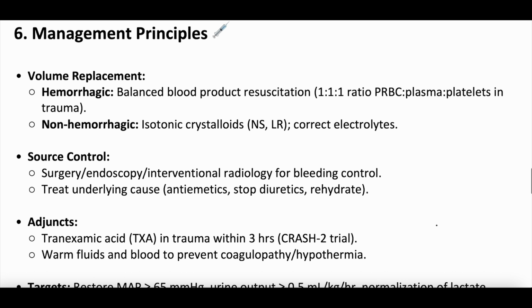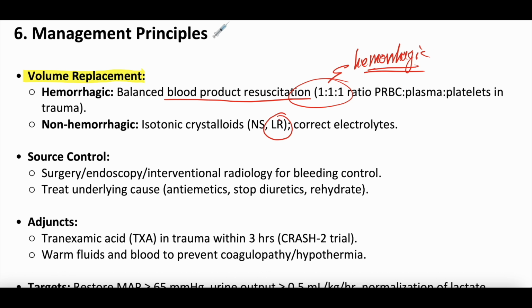Management principles. So volume replacement is a big one. We already kind of tickled the surface of this. So the volume that you should replace in hemorrhagic shock is blood products. We often talk about a 1:1:1 ratio, which we will talk more about in the hemorrhagic shock episode that'll be coming out. Okay, non-hemorrhagic shock, give some isotonic crystalloids. Lactated Ringer's is our favorite, although one could make an argument that you could use LR or NS, depending on which of the big trials you decide you want to put more stock in.